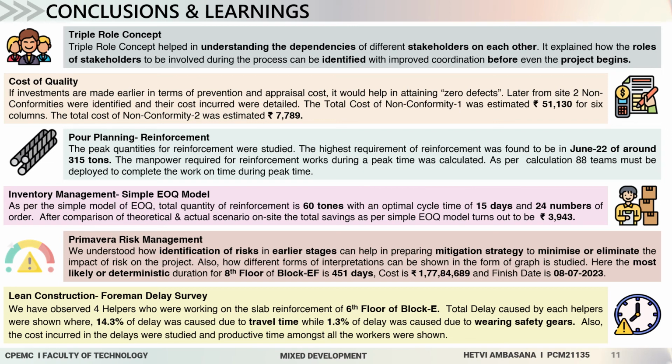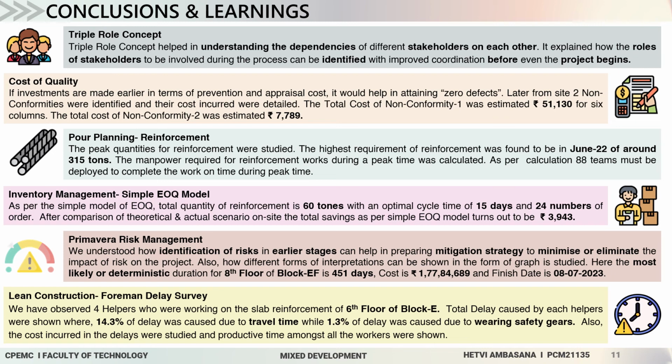Poor planning, reinforcement. The peak quantity for reinforcement was studied. The highest requirement of reinforcement was found to be in June 2022, at around 315 tons of steel. The manpower required for reinforcement works during peak time was calculated. As per calculation, 88 teams must be deployed to complete the work on time during peak time.